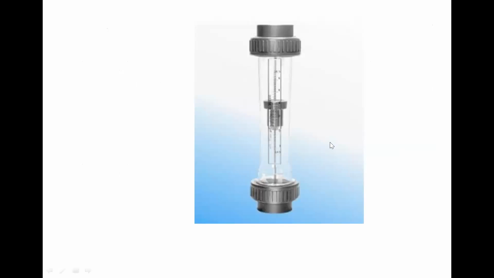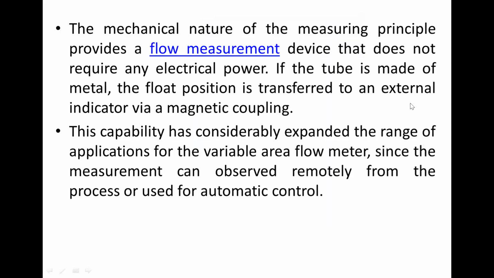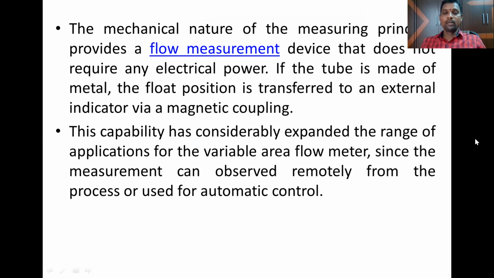You are seeing such a diagram here. This is the float here and a calibrated scale. This is the tapered glass tube. On one end, the fluid enters, on the other end, the fluid is leaving. So based on the position of the float, you are able to measure the flow. The mechanical nature of the measuring principle provides a flow measurement device that does not require any electrical power.